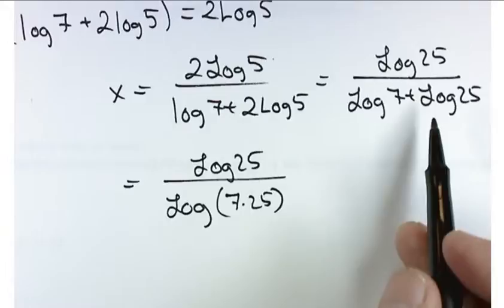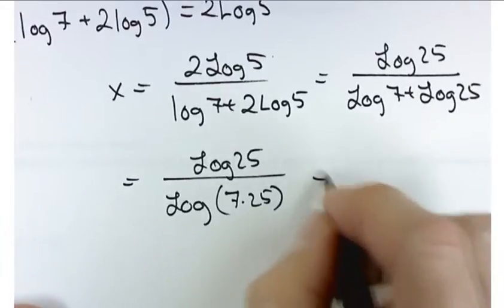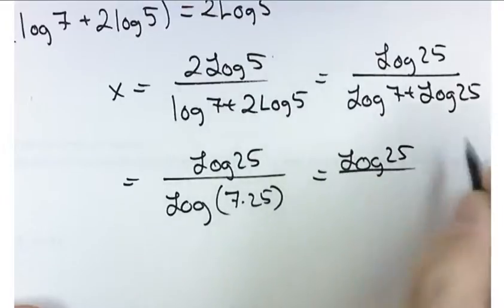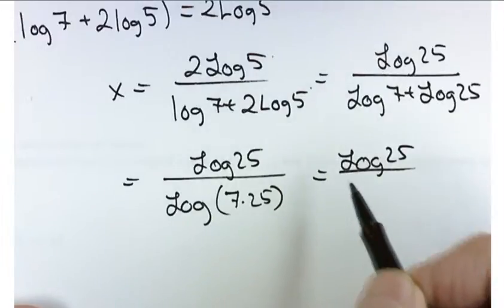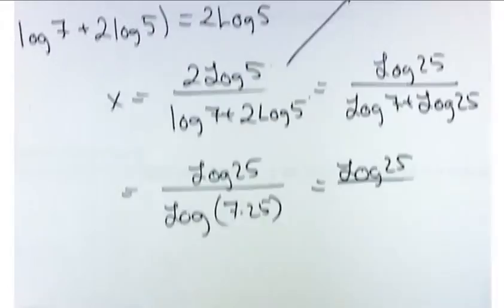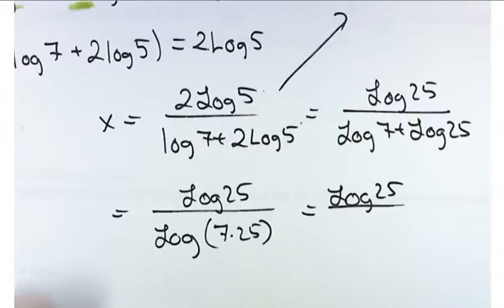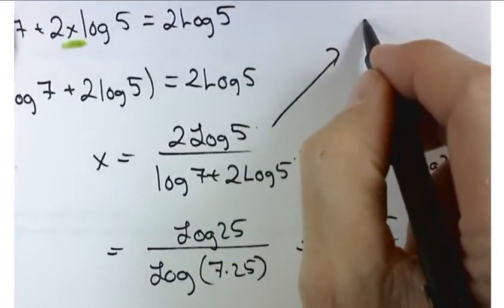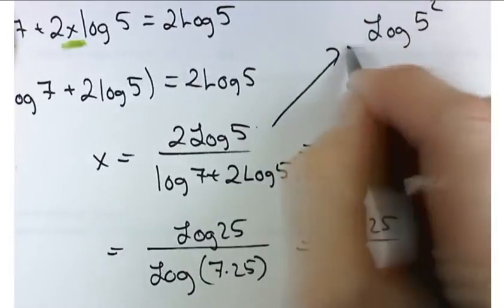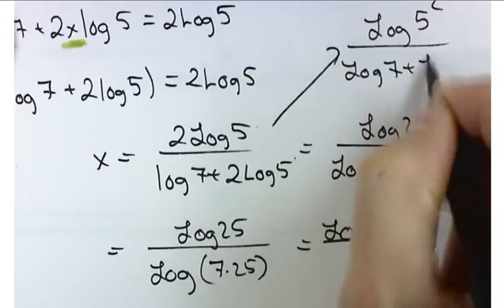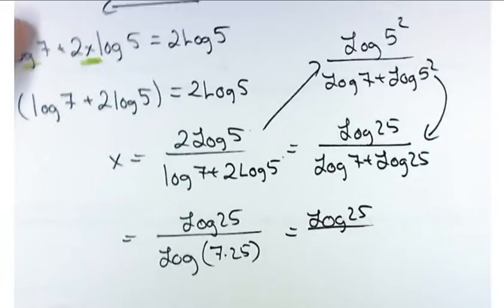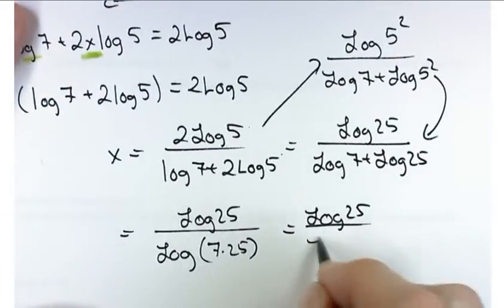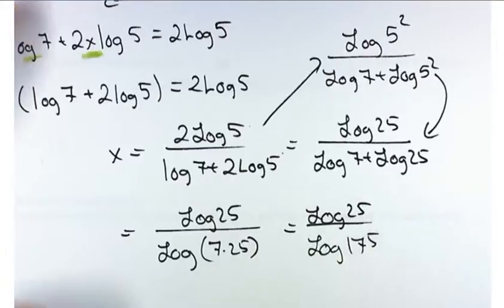This is the sum of the logs. It becomes the log of the product. 7 times 25 is 175. So the 2 comes up, it'd be 5 squared, and 5 squared is 25. So let me add in an extra step here. That'd be log of 5 squared over log of 7 plus log of 5 squared. And then you can go down here. 7 times 25 is 175. So you could calculate it from here.